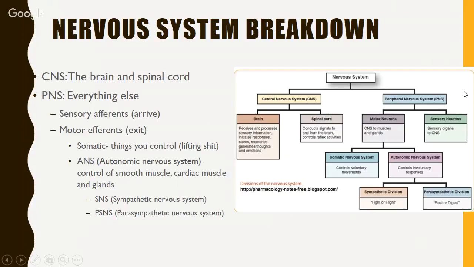Now, I'll talk about somatic motor neurons first. This is very easy. You have stuff like moving your fingers, moving your hands, yeah, that sort of stuff. All of that you can feel that you're doing. Very simple. Somatic, that's just what somatic means.